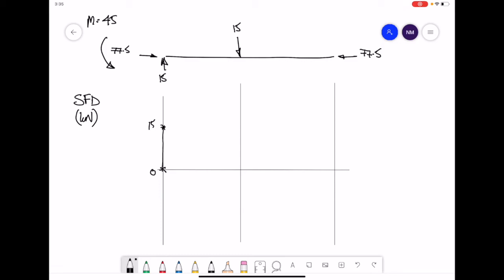Moving across the beam to the right hand side, our net forces stay the same at 15 until we come to the middle of the beam, and the 15 point load will cause a drop of 15 to bring us back down to 0. For the latter half of the beam the shear force value stays at 0 until we get to the end of the beam.